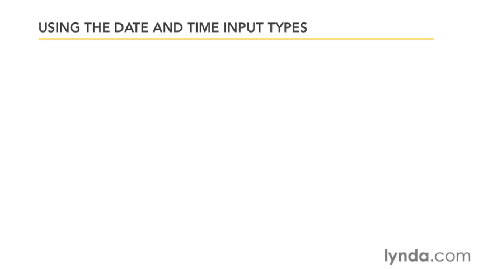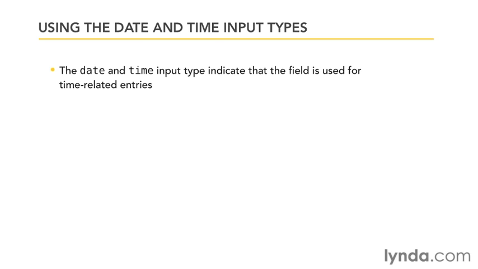If you've ever had to suffer through creating a user interface for a form that inputs a date or a time, then have I got an input type for you. Because HTML5 forms provides input types that indicate that the field is used for time or date-related entries. It makes the process of inputting dates and times much easier.